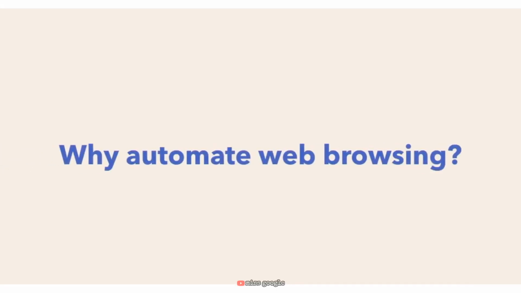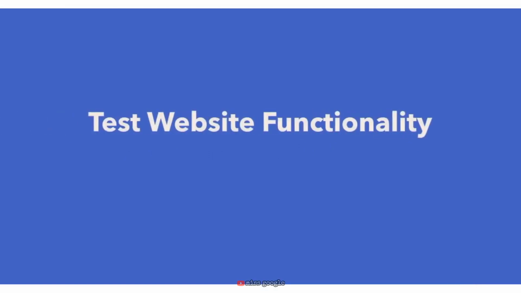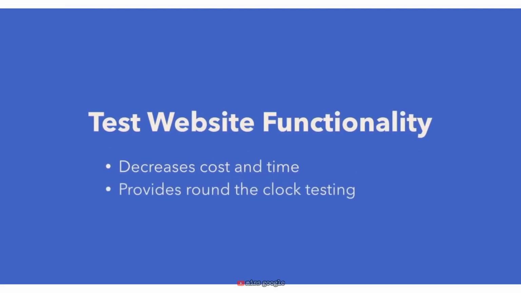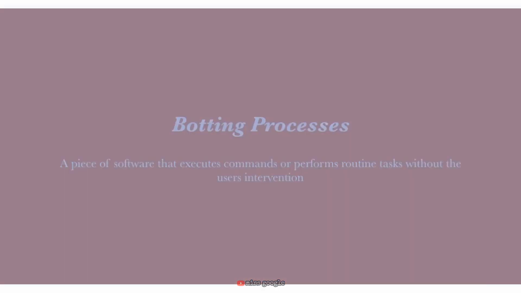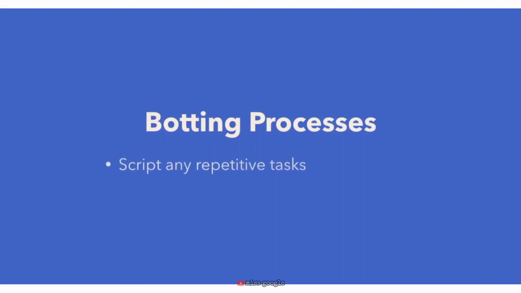So why automate web browsing? Well, there's really just two main purposes. The first and more prominent reason is to test website functionality. Automating testing decreases the cost and time while also providing a means of round-the-clock testing. Additionally, it makes cross-browser proofing easier. The second and less discussed application is botting processes online. Botting is defined as a piece of software that executes commands or performs routine tasks without the user's intervention. And this can be applied to any repetitive task online.